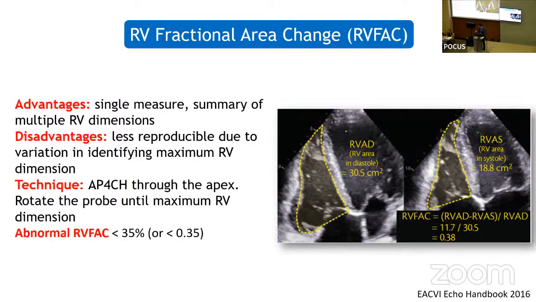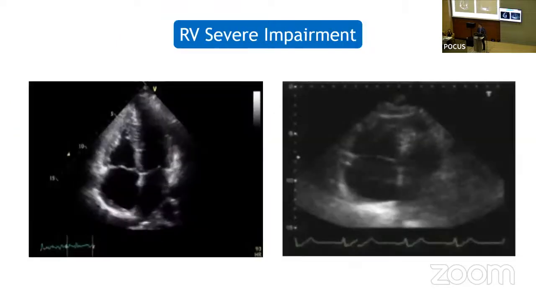You happy? Yes. So fractional area change, we mentioned that briefly. I'm not going to discuss the details, but the idea is you can get the tracing, the area of the RV cavity in diastole and in systole, and then you can see the difference, and that gives you the fractional area change. And the abnormal fractional area change is less than 35%. So it is something similar to what we do on the left side, which is the ejection fraction. And actually, this is one of the important parameters to evaluate the right ventricular function.